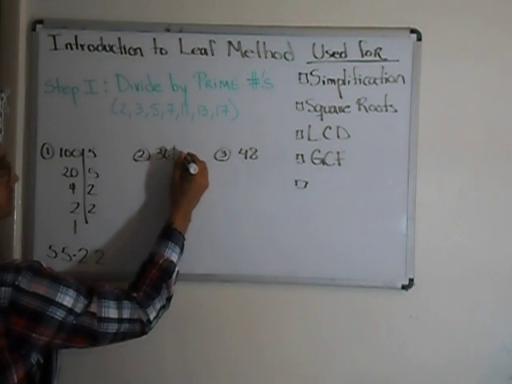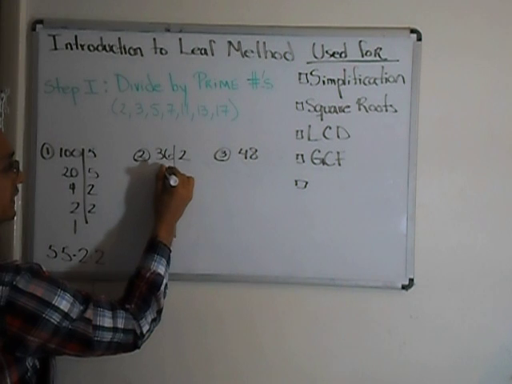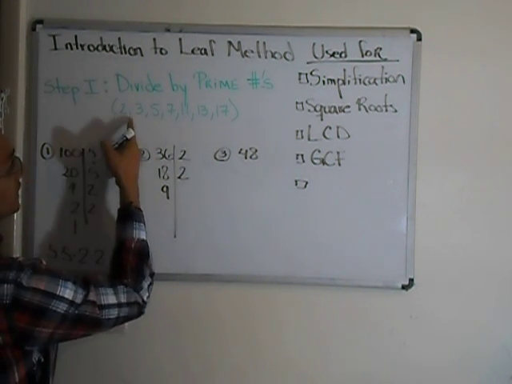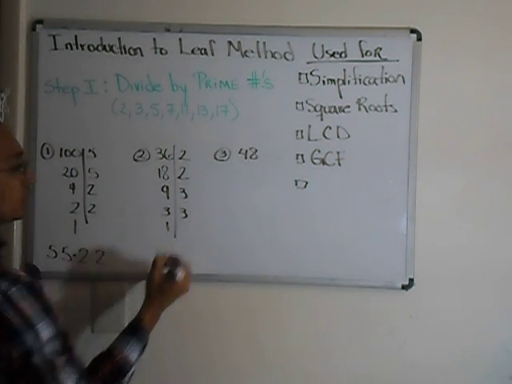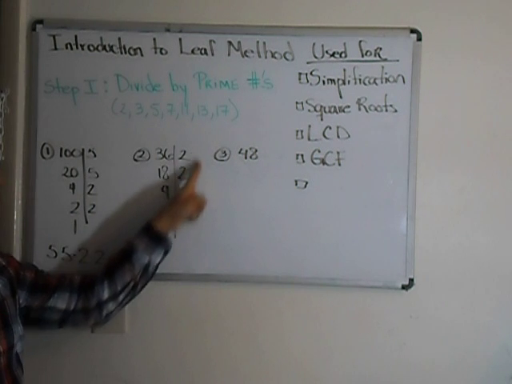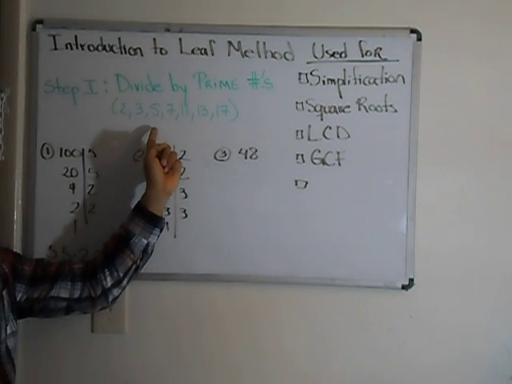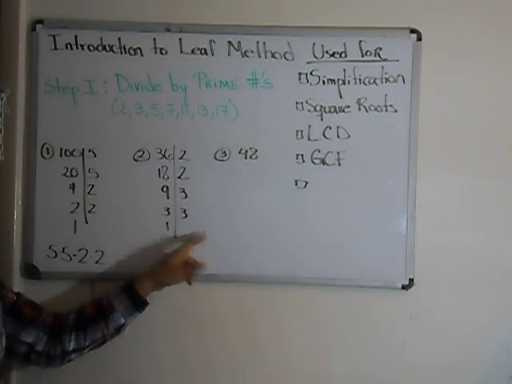Okay, let's do 36. 36 is divisible by 2, or 3, but I'll use 2 this time. 36 divided by 2 is 18. 18 divided by 2 is 9. 9 divided by 3 is 3. And 3 divided by 3 is 1. Notice on the right-hand side, I'm only using these numbers here. This says divide by prime numbers. I do not use any other number that is not a prime number on my right-hand side.